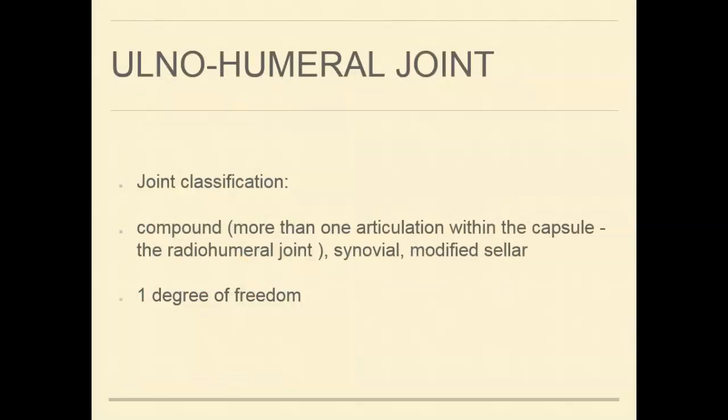The ulnohumeral joint is classified as a compound joint, meaning that there is more than one articulation within the capsule. These include the ulnohumeral joint together with the radiohumeral joint. It is synovial and it is a modified sellar joint. It has 1 degree of freedom, resulting in flexion and extension.